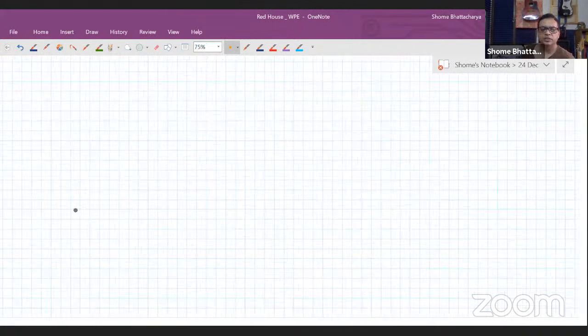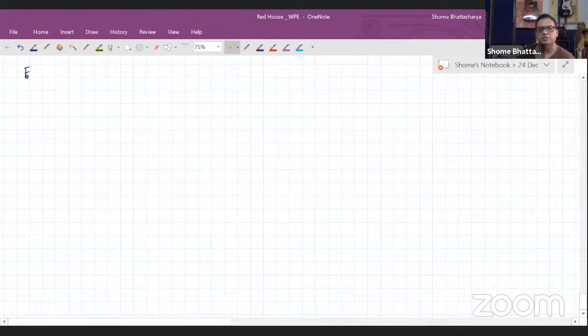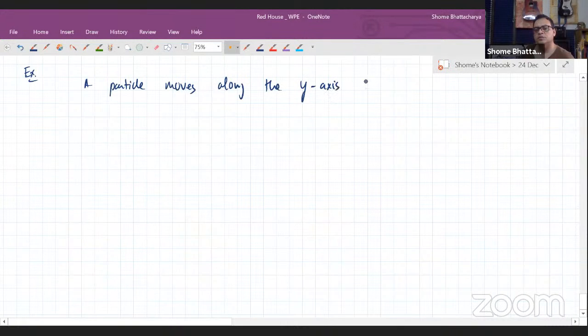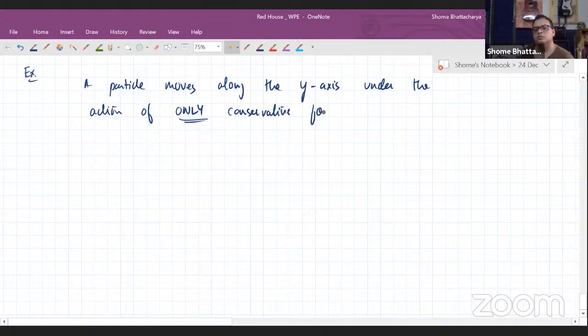Okay, now let's take a more general example. So suppose we have a particle that moves, let's say, along the y-axis, under the action of only conservative force. So that means the external force on it is zero. The non-conservative force on it is zero.